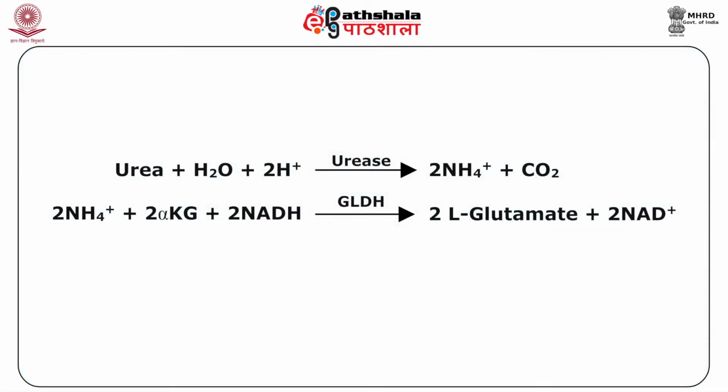The enzyme urease catalyzes the reactions shown on your screen. Urea is subjected to the action of urease enzyme under acidic conditions. This yields ammonium ion, which is further reacted with alpha ketoglutarate in the presence of NADH and the enzyme glutamate dehydrogenase. NADH is oxidized in this reaction, yielding NAD+. The reaction is monitored by spectrophotometric quantification of NADH at 340 nanometers.